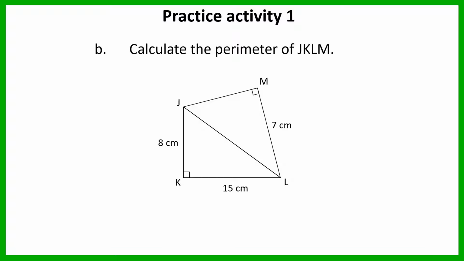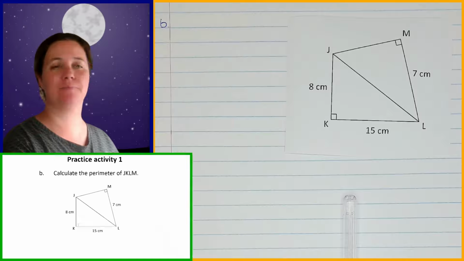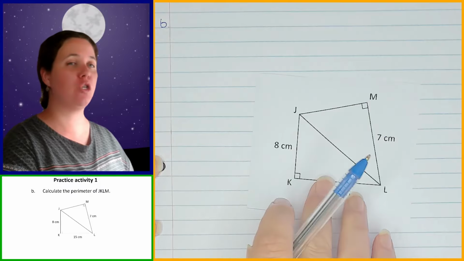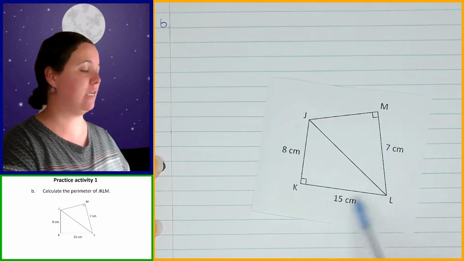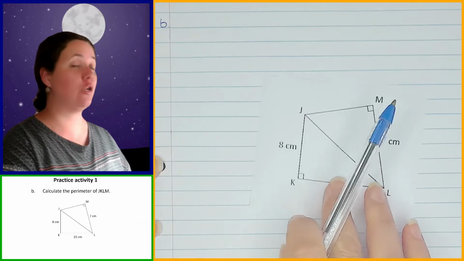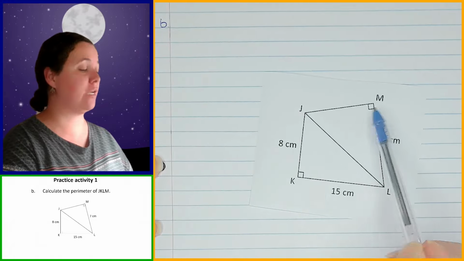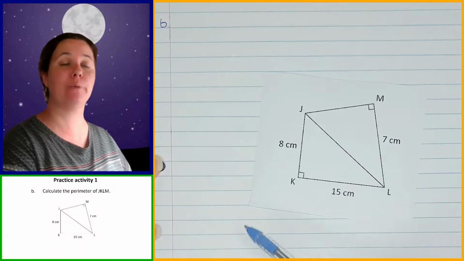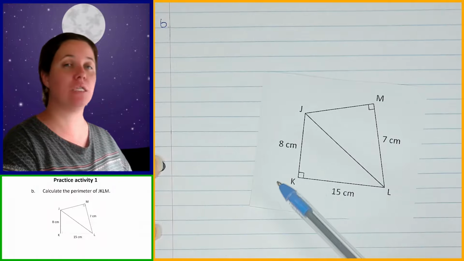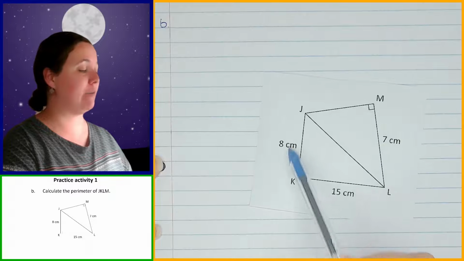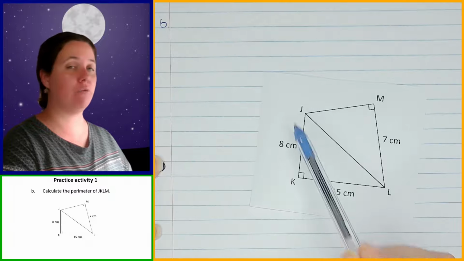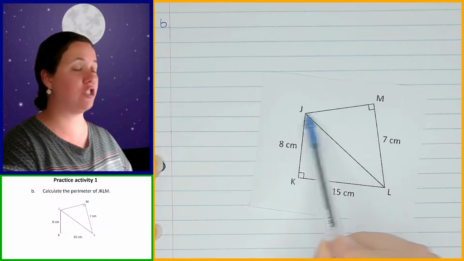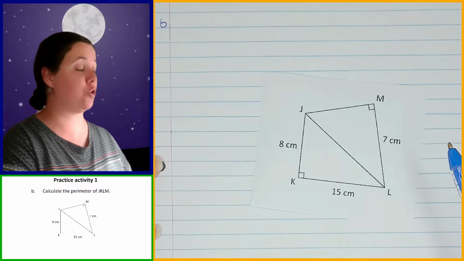Okay, so let's go through that question and see what you should have got. Right, so for this question, you were asked to work out the perimeter of this shape. Now, in order to work out the perimeter, we have to know the lengths of all the sides. Remember, the perimeter is the total distance around a shape. So I have to be able to add up all of the sides around the shape, which means I need to know the length of JM. At the moment, I don't know the length of JM.